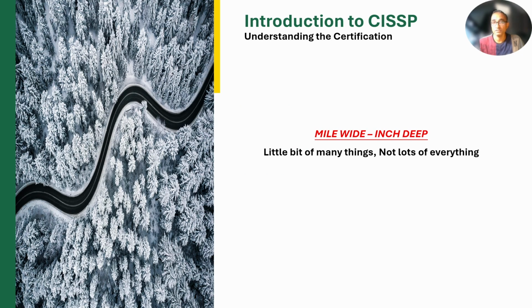CISSP by nature is a mile wide and inch deep kind of certification. What does it mean? It means that you're going to learn a lot of things, but you're not going to learn very deep on many of those things. For example, you will learn about cryptography, asymmetric and symmetric cryptography. You will learn about key management and the underlying protocols, but you will not learn about the Feistel network, the gate operation, which is underlying many of the algorithmic protocols.